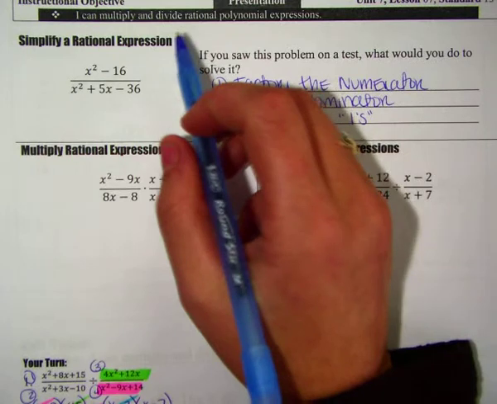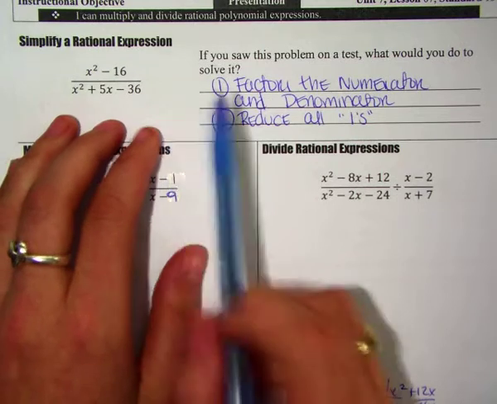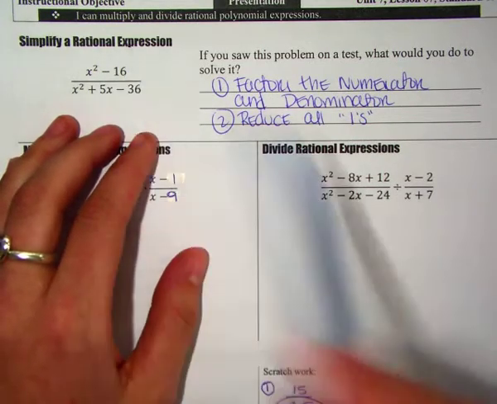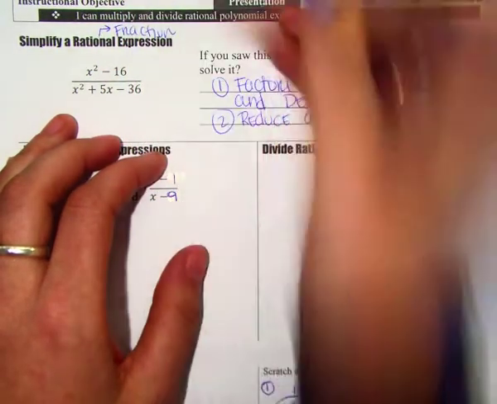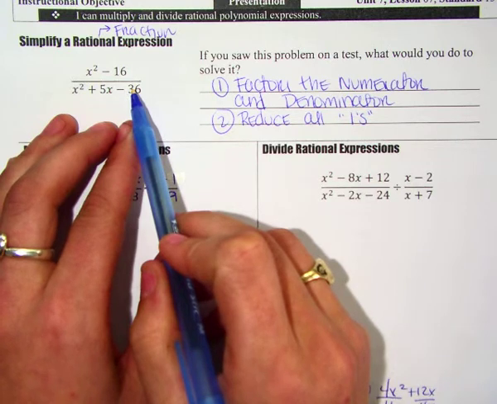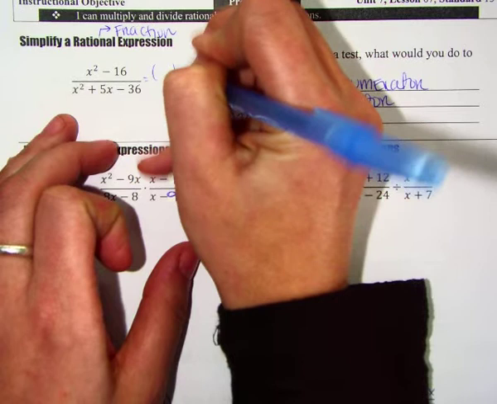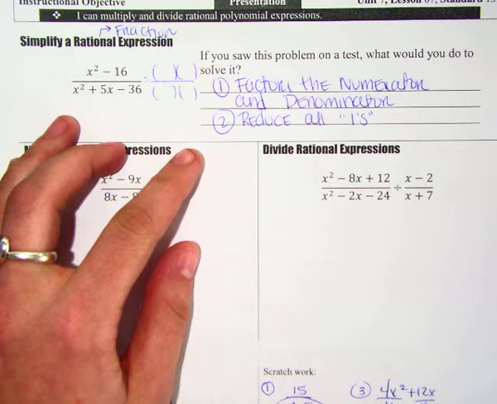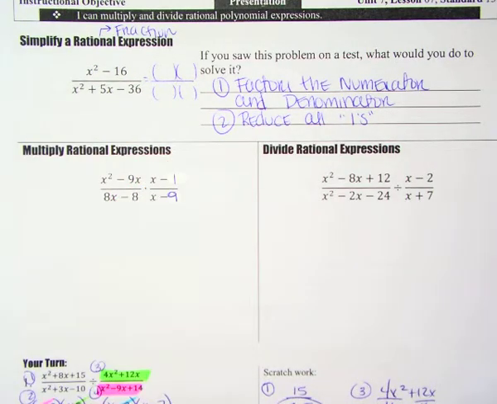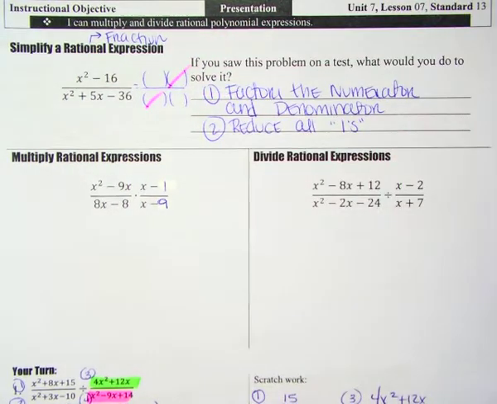All right, this is lesson 7.7, which is dividing and multiplying rational expressions. Quick review: in general, if you ever have a rational expression, rational meaning fraction, the first thing you would do is factor the numerator and denominator. You want this to look like something like this. That's step one. Step two is to reduce all ones. What I mean by that is, anything divided by itself is 1.